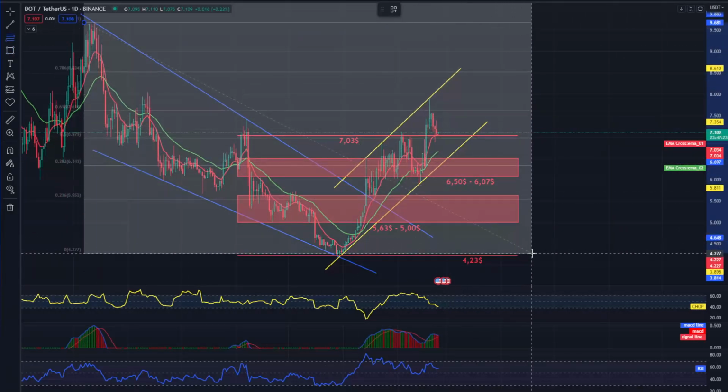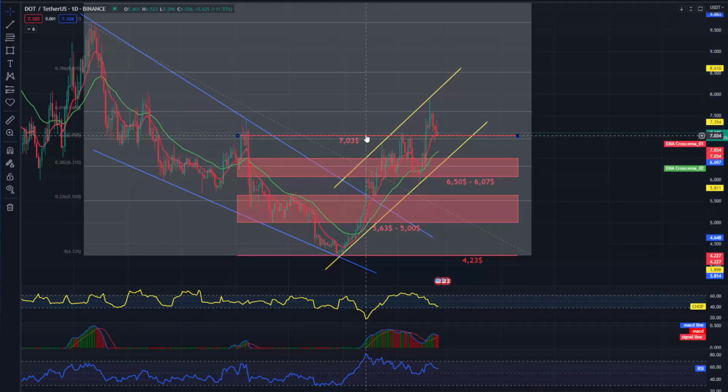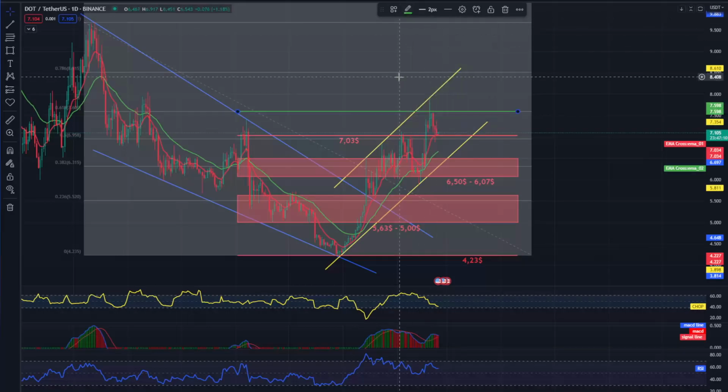Looking the other way, we see that the first resistance is at $7.60. Then we have resistance at $8.51, and the next resistance is at $9.67.